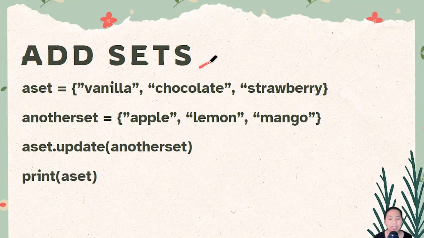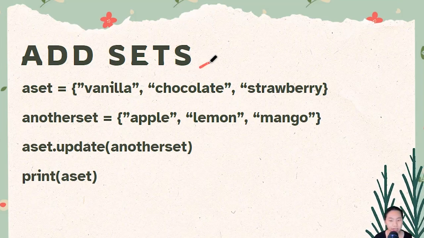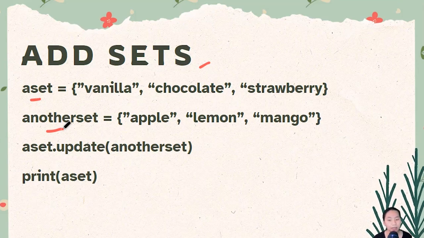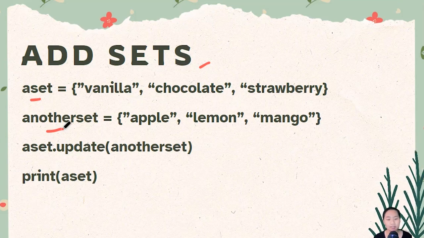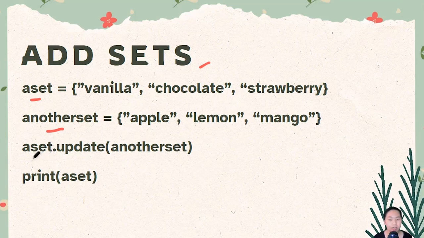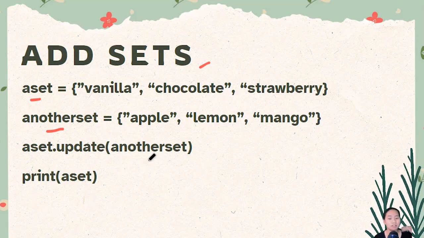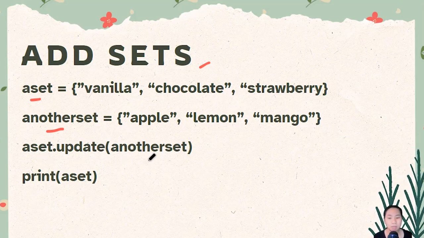Next up, adding sets. We're joining two sets together. Once again, I have my good old set with vanilla, chocolate, and strawberry, and I have another set made out of apple, lemon, and mango. You can certainly use the update method, with the same syntax as the add method, which is the name of the set that you want to append another set to, dot update, and then fill in the set that you want to add as the argument to the update method.